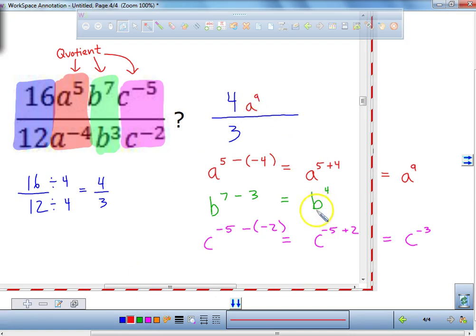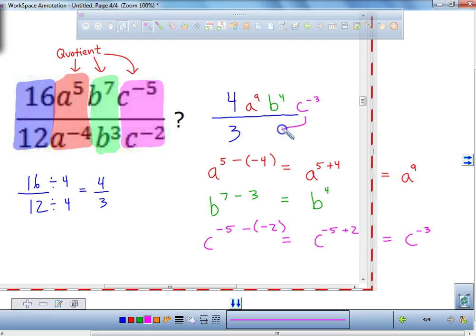Does everybody see B to the power of 4? Put it right up there. Now watch this. If I put C to the negative 3rd right there, does that sit well with you, or do you think we need to do something with that negative exponent? You've got to make it a positive, and where are we going to put it? On the bottom. That's right.